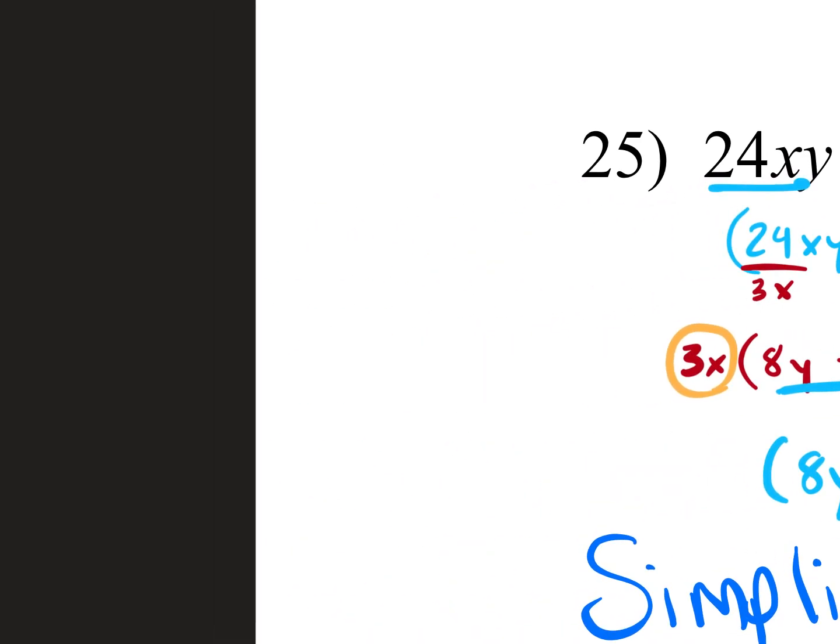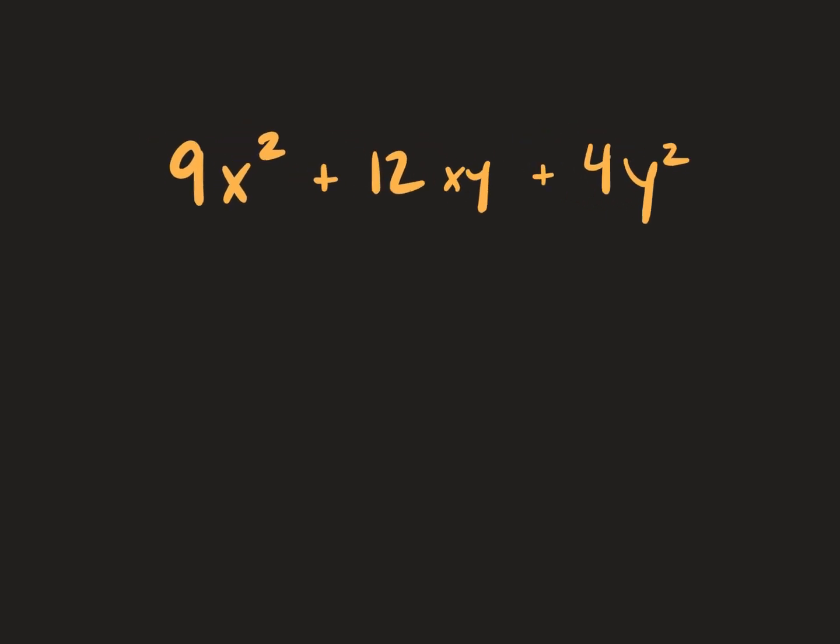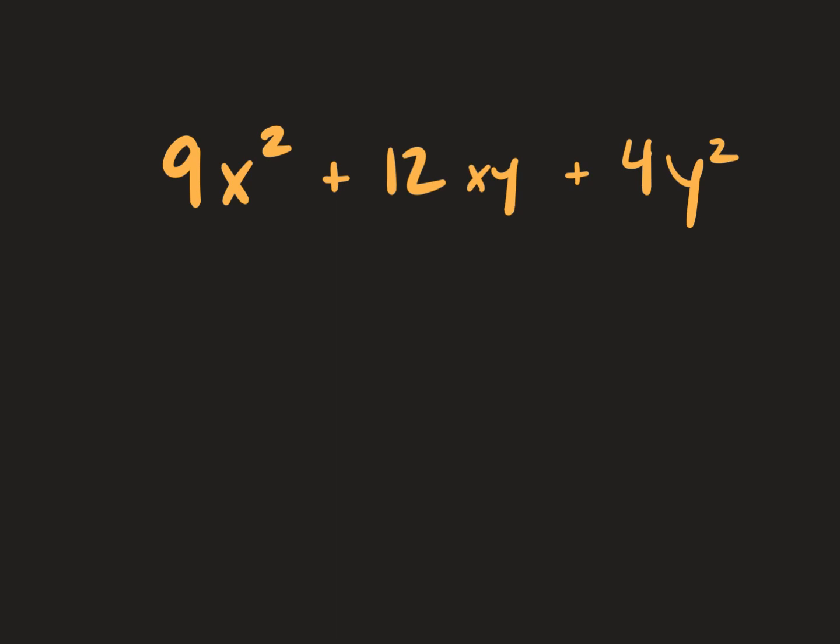Okay, I'm going to do one other question. I noticed it wasn't on the review, just in case we see it on the test. So let's say we have 9x squared plus 12xy plus 4y squared. What can we do?